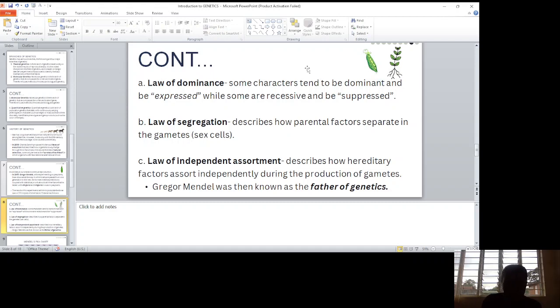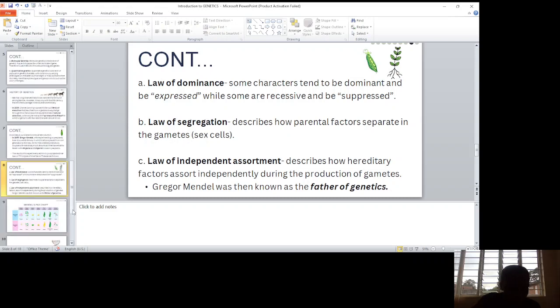The law of dominance: some characteristics tend to be dominant and be expressed, while some are recessive and be suppressed. And the second law of segregation describes how parental factors separate in the gametes, or the sex cells. And then there's the law of independent assortment, which describes how hereditary factors assort independently during the production of gametes. Gregor Mendel was known as the father of genetics. Exactly. Thank you very much, Onesimus.